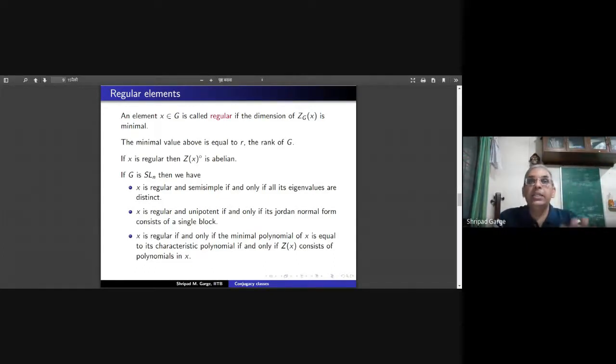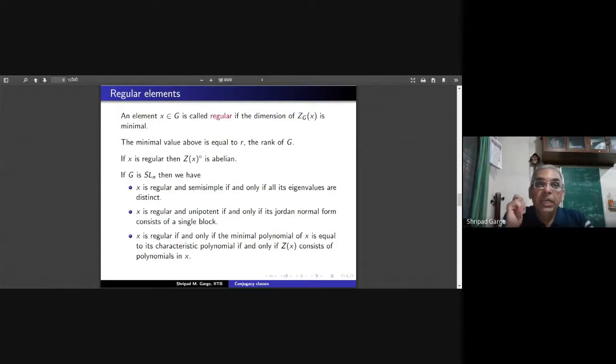So an element X in G is called regular if the dimension of its centralizer is minimal. When G is a semi-simple algebraic group, this minimal value is equal to the rank of the group G. There is a very nice, very cute proof of this value also. One can show that this minimal value is less than or equal to R, and also bigger than or equal to R. It basically involves putting your X in a Borel subgroup and studying what the dimension of the centralizer can be when you are looking at it inside a Borel.